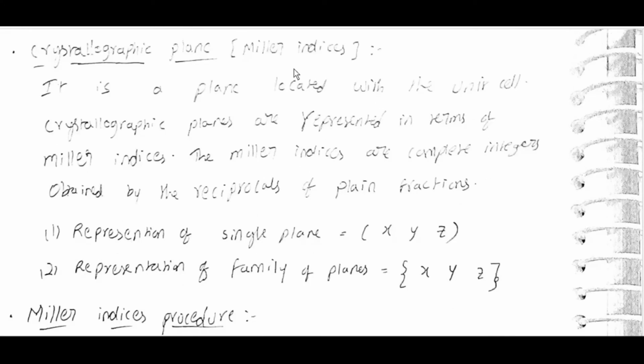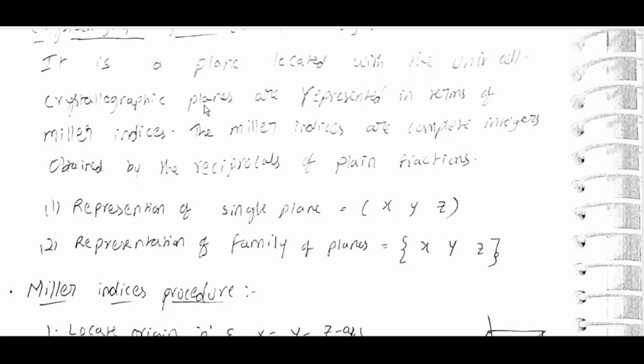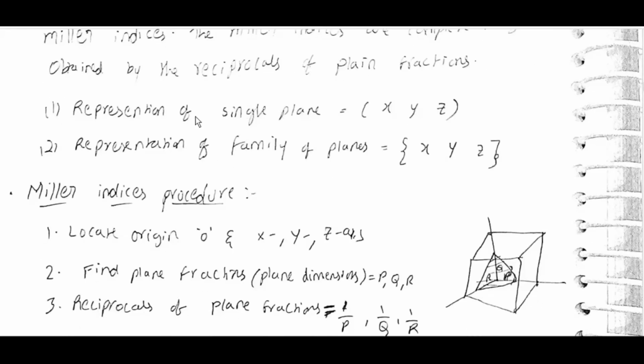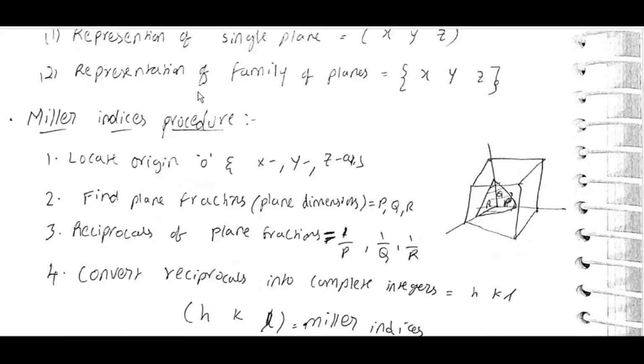Crystallographic planes and Miller indices. A plane is located within a unit cell. Crystallographic planes are represented in terms of Miller indices. The Miller indices are the smallest integers obtained from the reciprocals of the plane fractions. A single plane is represented in normal brackets (x y z), and a family of planes in curly brackets {x y z}. Here, as these are planes, no straight lines are used. Just remember that as a technique.